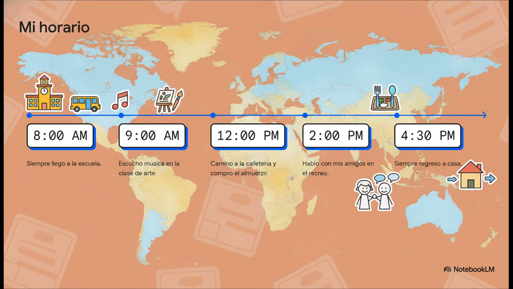Okay, 9 a.m. Escucho música en la clase de arte. I listen to music in art class. Fast forward to 12 p.m. Al mediodía, camino a la cafetería y compro el almuerzo. At noon, I walk to the cafeteria and buy lunch. Then the best part of the day, 2 p.m. Hablo con mis amigos en el recreo. I talk with my friends at recess. And finally, wrapping up at 4:30 p.m., siempre regreso a casa. I always return home. See how naturally those puzzle pieces fit together?